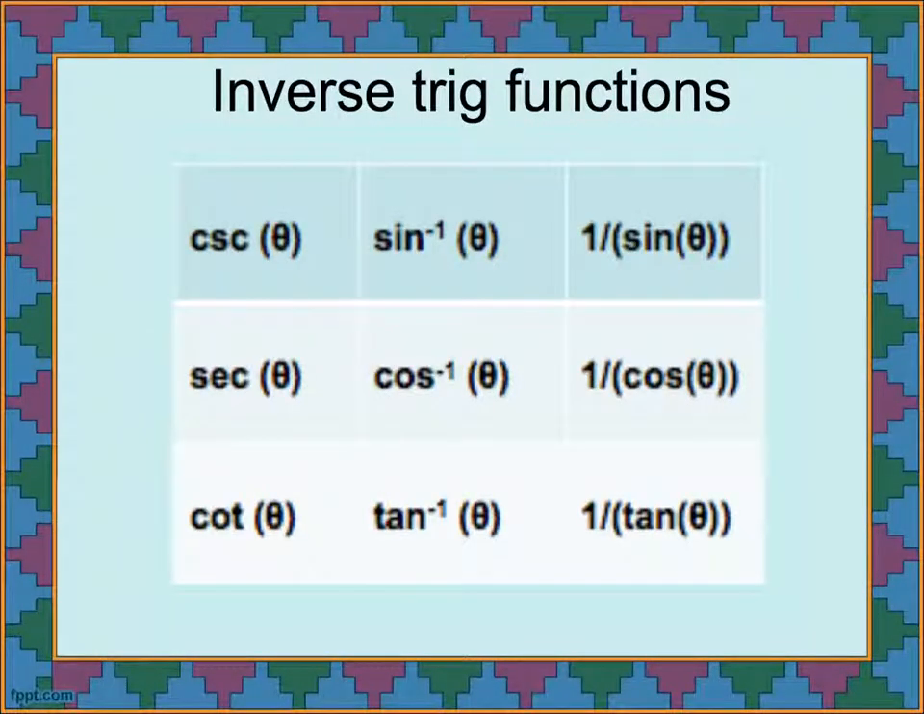Talk quickly about inverses. We've learned about sine, cosine, and tangent many, many times. So now we're going to introduce 3 new ones. We have cosecant, secant, and cotangent.